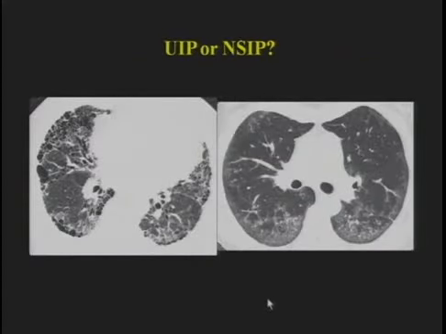Now here are two classic examples of the two interstitial pneumonias I've talked about so far, UIP and NSIP. These are the appearances you should look for in trying to distinguish these two diseases. On your left, honeycombing at the lung bases, classic UIP pattern, likely IPF. On your right, we're seeing ground glass opacity with subpleural sparing, classic NSIP.